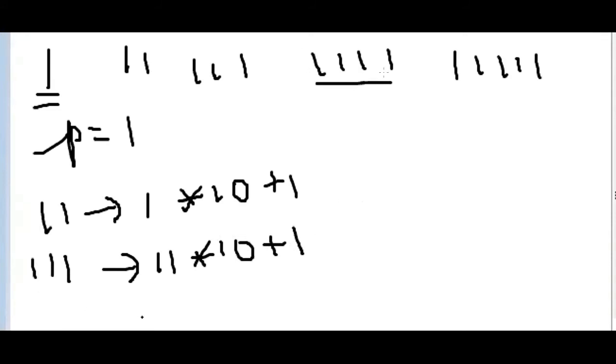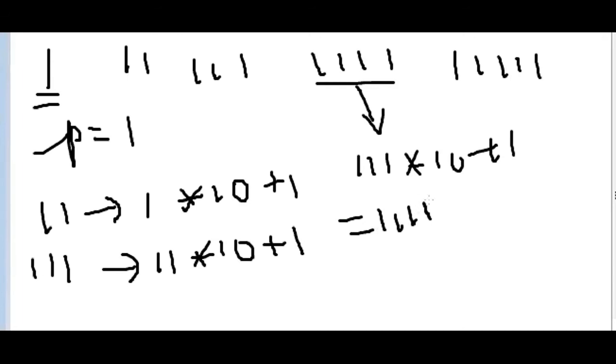Now for this number, we'll multiply the previous number with 10 and add 1. That is 111 into 10 plus 1. So if we solve, we get 4 ones. Now for this particular number, multiply our previous number, which is 4 ones, with 10 and add 1.